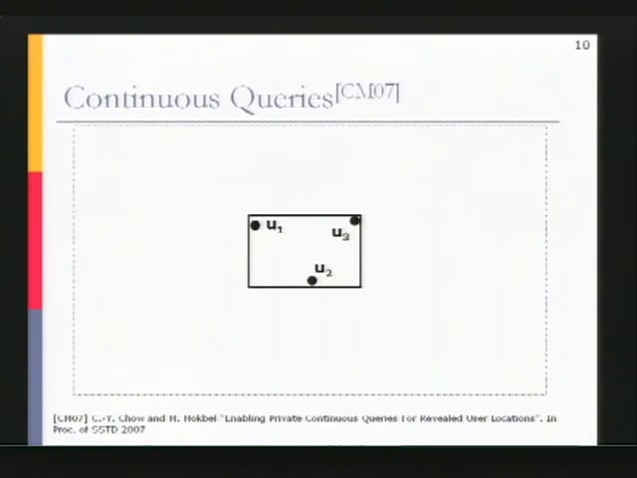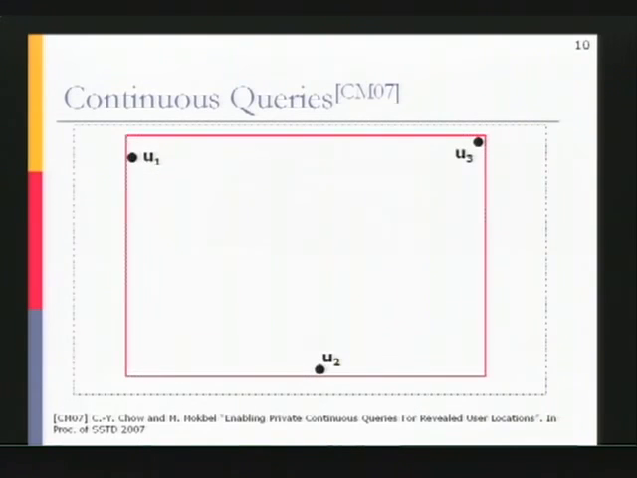There was another method, and this is the last related work method that I will present. This was an SSTD 2007 paper, which proposed the following simple fix. We can take the first snapshot of the continuous query and apply any reciprocal method on top of that, for instance, Hilbert cloak. Then we freeze this set of users, and at the next timestamp, when the users move, we will get a new ASR, which is their bounding rectangle.